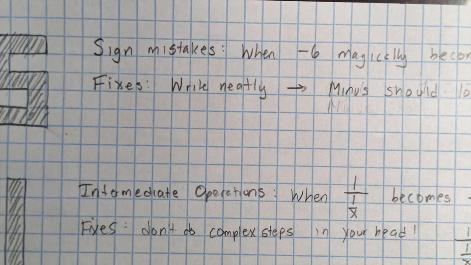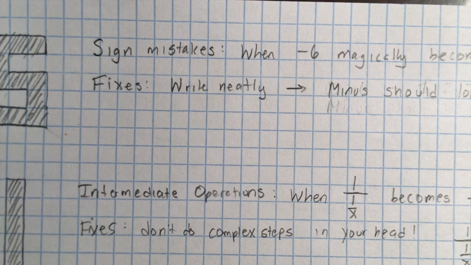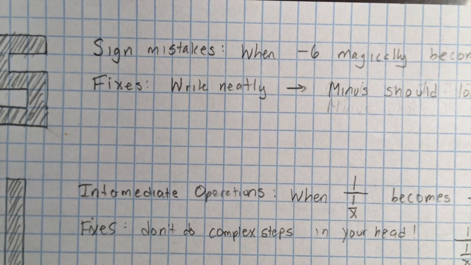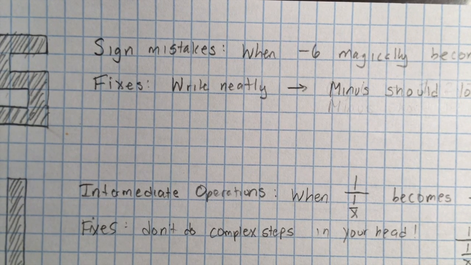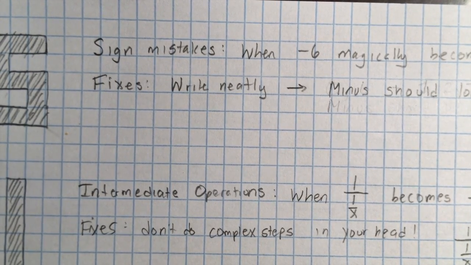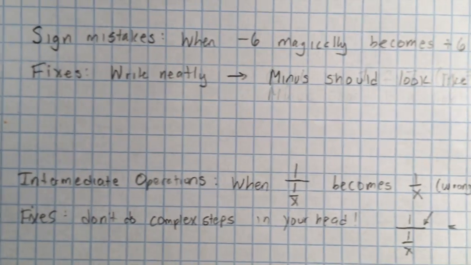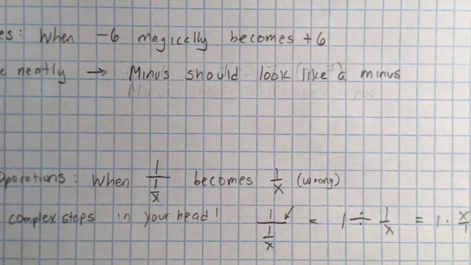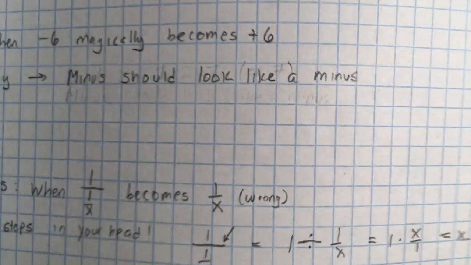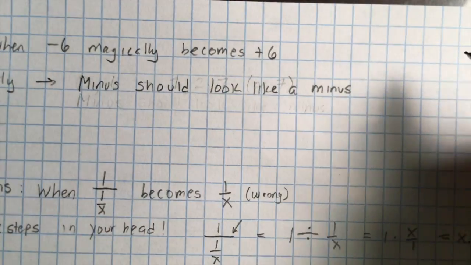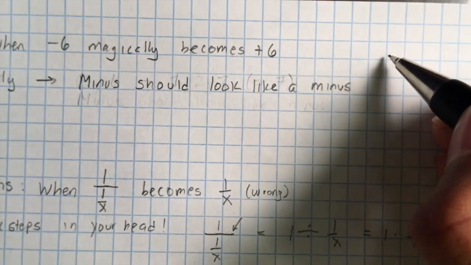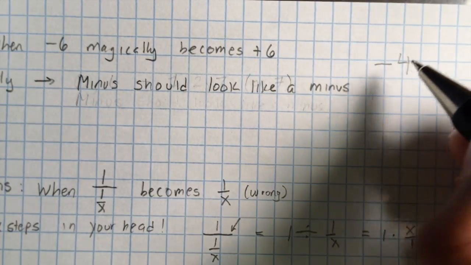Well, this is pretty annoying because when you're in the middle of a big problem and you make a mistake and you forget that there's a negative there, it can derail your entire work and make a problem that was once solvable completely unsolvable. So the main fix for this is you have to write neatly, and your minus should look like a minus.